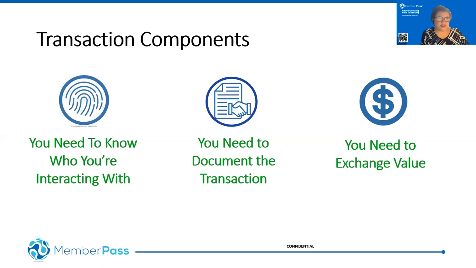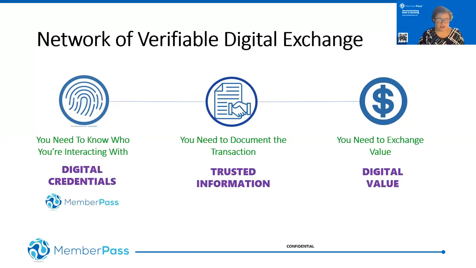So from an organization standpoint, if you look at what we're trying to accomplish as the CULedger organization, there are three distinct components within any type of financial transaction, right? You need to know who you're interacting with. So you need to understand the identity of the consumer that you're interacting with. You need to document that transaction. And then there is some sort of exchange of value that is associated with that. And what CULedger is developing and delivering is a peer-to-peer service network to enable verifiable, secure, and legitimate financial transactions.